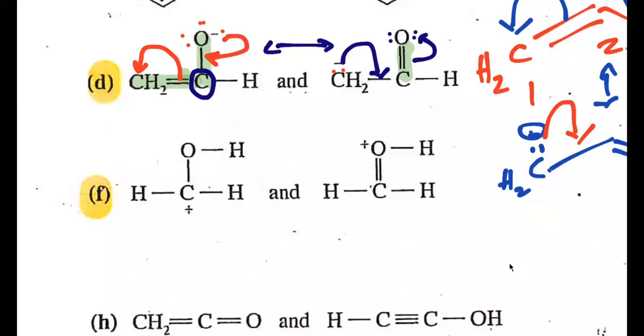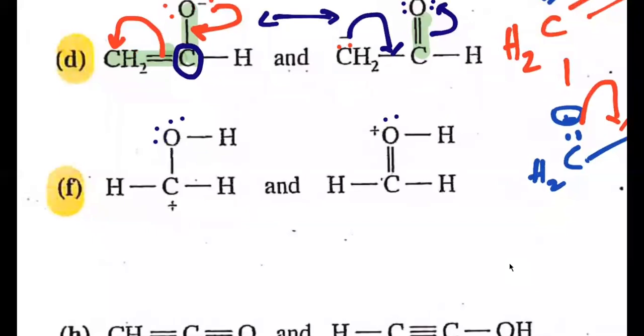Let me put the lone pairs in. What happens in F? Where's your donor? Where's your acceptor? On this side, let me call it A, and that'll be B. Where's the donor in F?